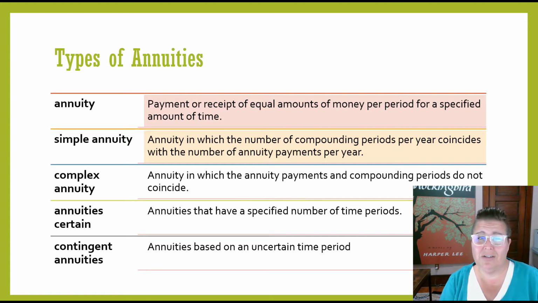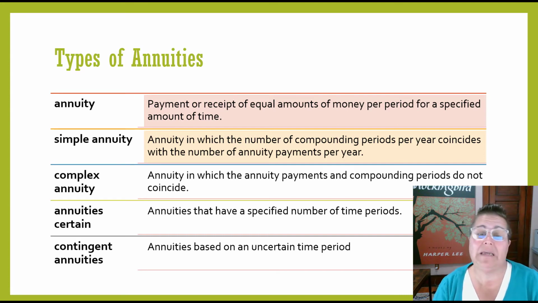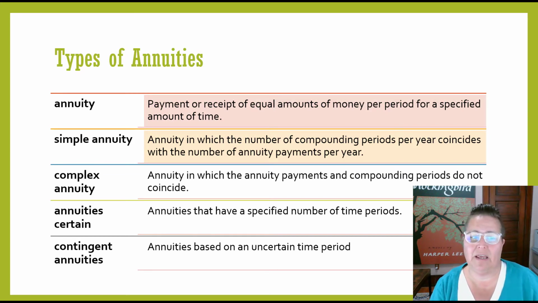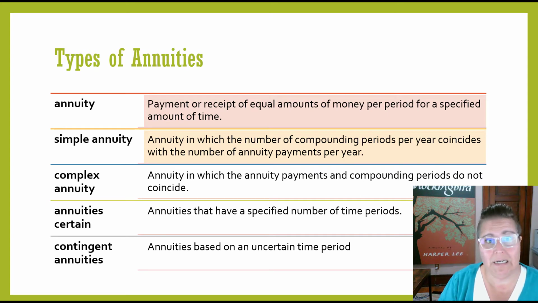So a contingent annuity might be on somebody's life. Y'all might remember, what was the guy, Ed McMahon and the sweepstakes, right? And you could get $5,000 a week for the rest of your life. That would be a contingent annuity because it's contingent on your death. Not that that's a happy thing, but they'll pay you as long as you are alive. So there's a defined time, but it's an uncertain time period because we don't know when we're going to die.